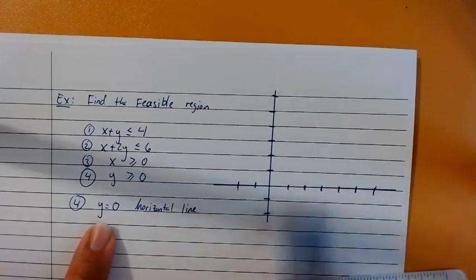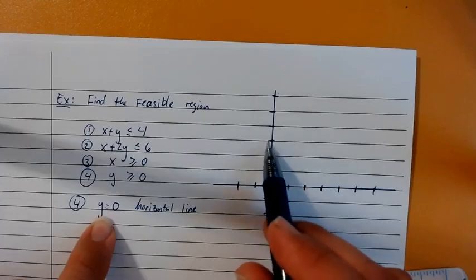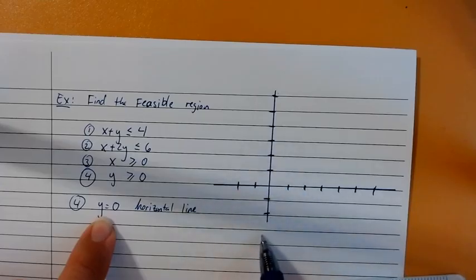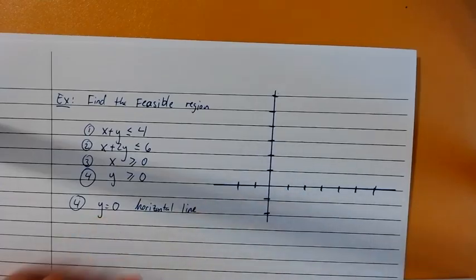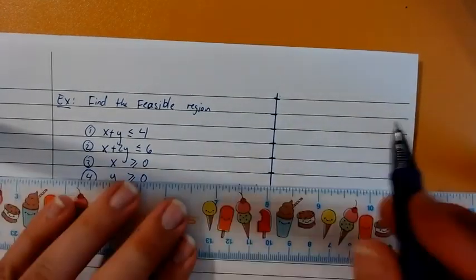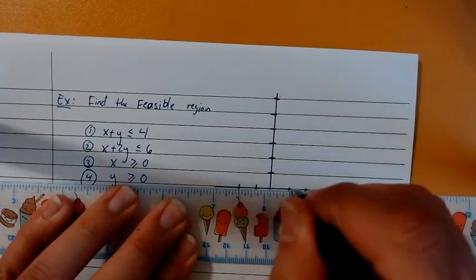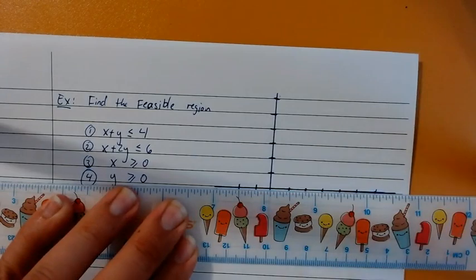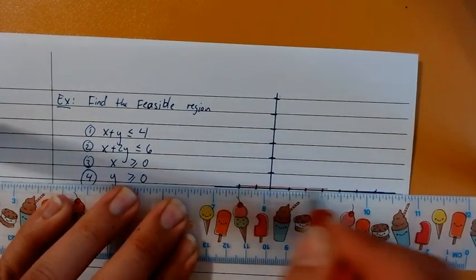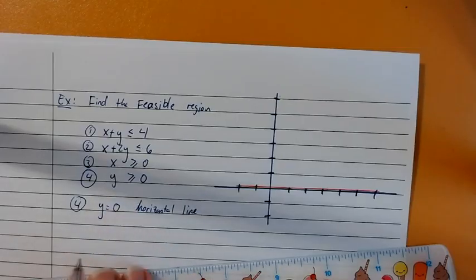All right, if it's horizontal, flat, where y is equal to 0, up here y is equal to 1, 2, 3, negative 1, negative 2, negative 3. At 0, that's the x-axis. Okay, so the x-axis is the line y equals to 0. But remember, we're not really looking for y equals to 0. Let me go ahead and do all these in red. We want y is greater than or equal to 0.